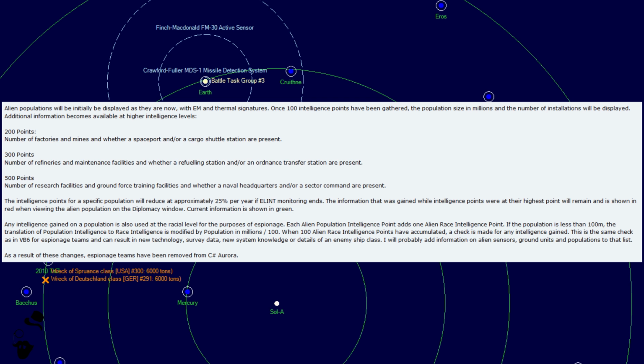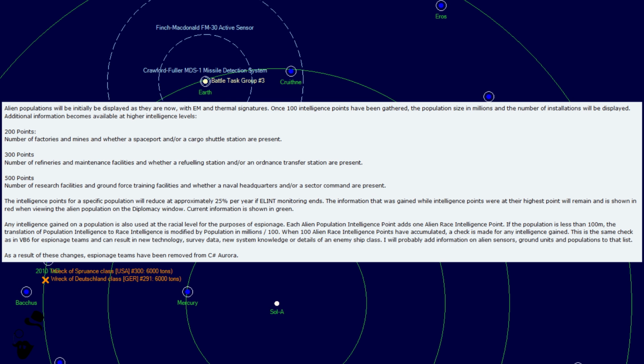The intelligence points for a specific population will reduce at approximately 25% per year if ELINT monitoring ends. The information that was gained while intelligence points were at their highest point will remain, and is shown in red when viewing the alien population on the diplomacy window. Current information is shown in green. So you basically need to keep monitoring them permanently if you want more up-to-date information, and if you go away, your information is very potentially out of date.